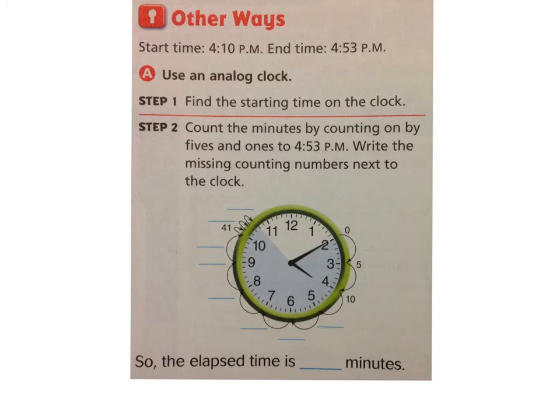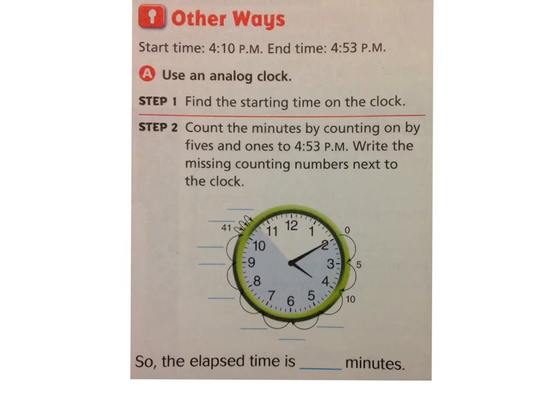Before I begin counting, I need to make sure I know where 4:53 is on the clock. If I know that this is 4:10, I can keep counting around. 4:15, 20, 25, 30, 35, 40, 45, 50, 51, 52, 53. So my end time should end right here.